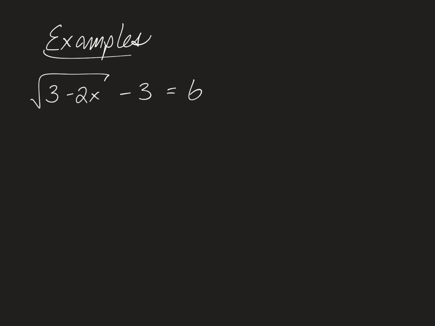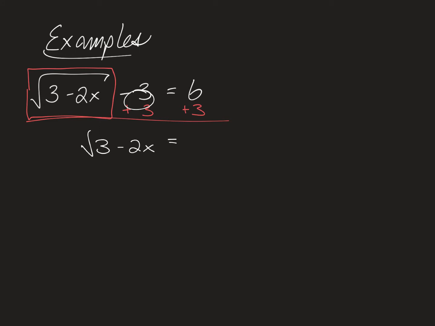In this first example, we have the equation, the square root of 3 minus 2x, minus 3 equals 6. Now the first thing we need to do is isolate the radical, which is right here. In this case, it's a square root. That'll come into play here in a moment. But we can add 3 to both sides to isolate the radical. This will zero out, giving us a 3 minus 2x left over on the left side, and 3 plus 6 is 9 on the right.